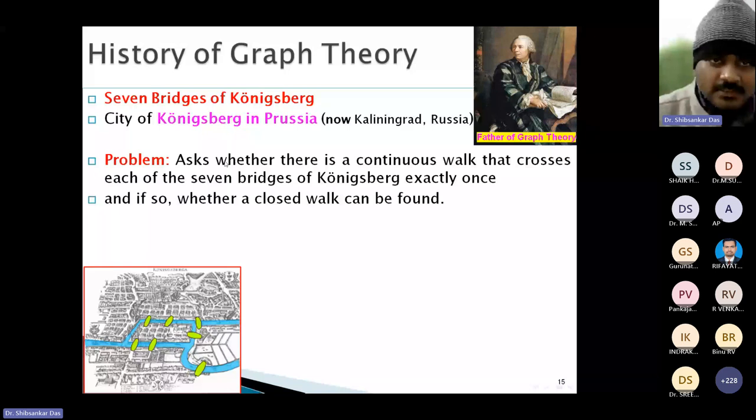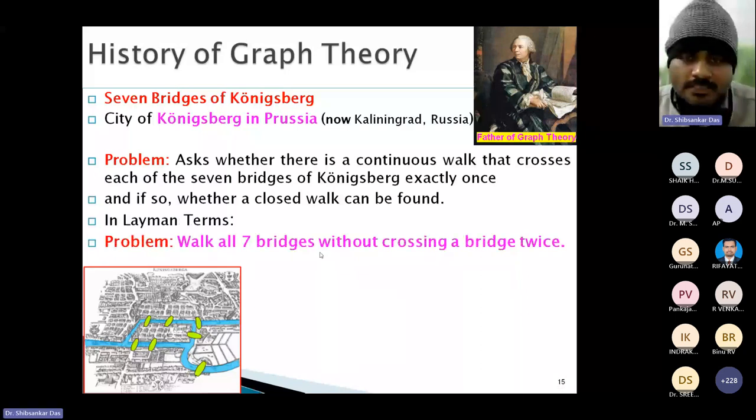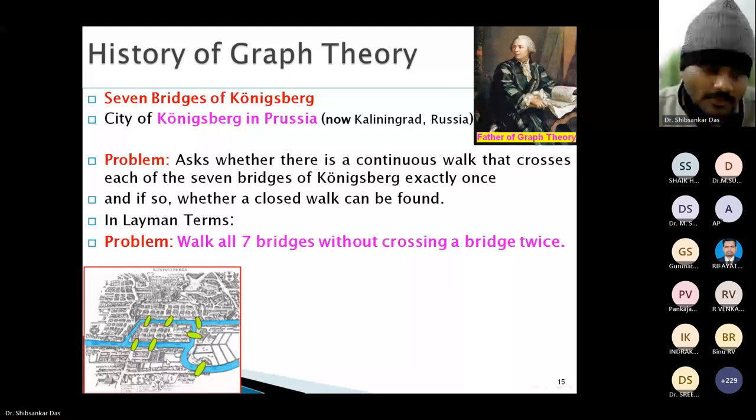The problem asked whether there was a continuous walk that crosses each of the seven bridges of Königsberg exactly once, and if so, whether a closed walk can be found. Some people say it is a walk over all seven bridges without crossing any bridge twice. So exactly once, all the bridges we have to traverse.